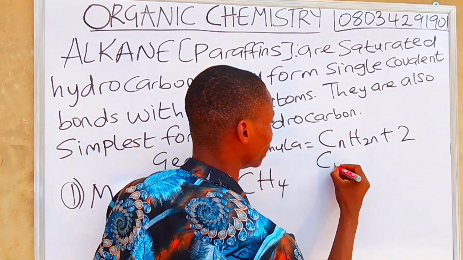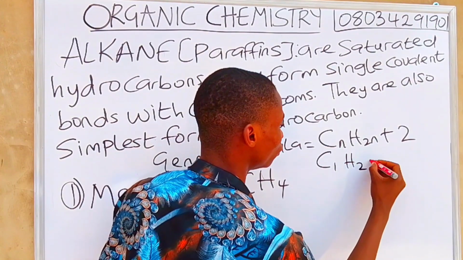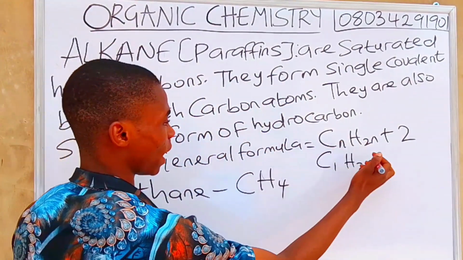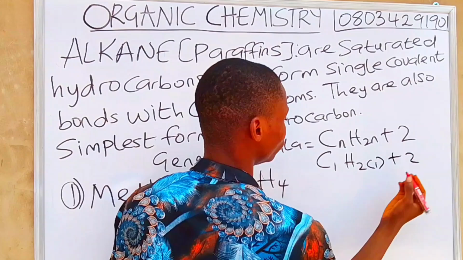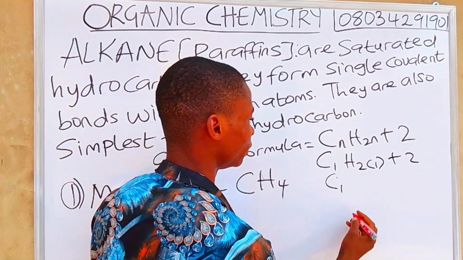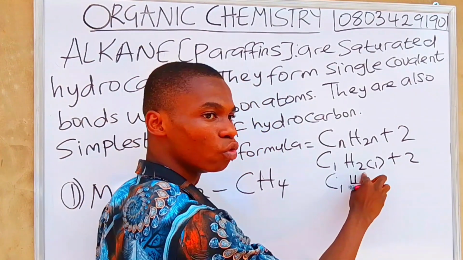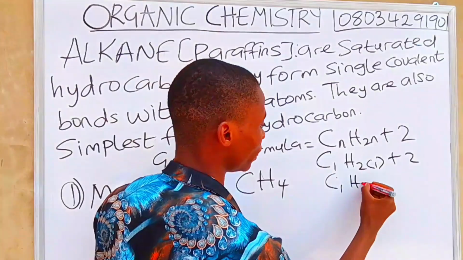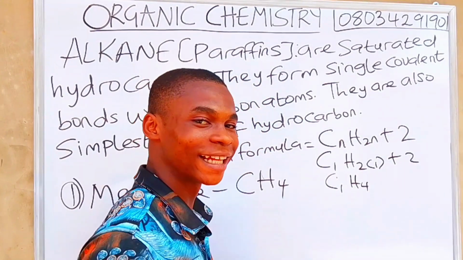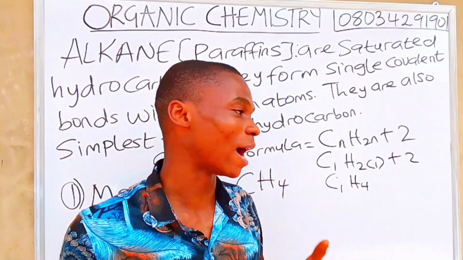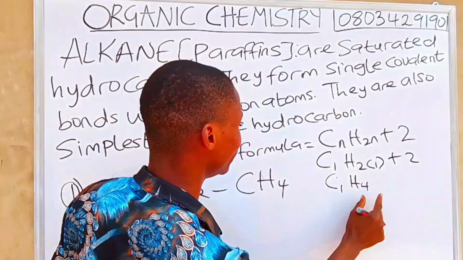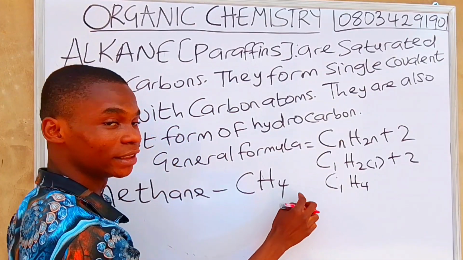So it's now C1H2. This N, we are going to put 1 there plus 2. So C1H2 plus this 2 is now turned to H4. It's as simple as ABC. So it's now CH4. That's how we got CH4.